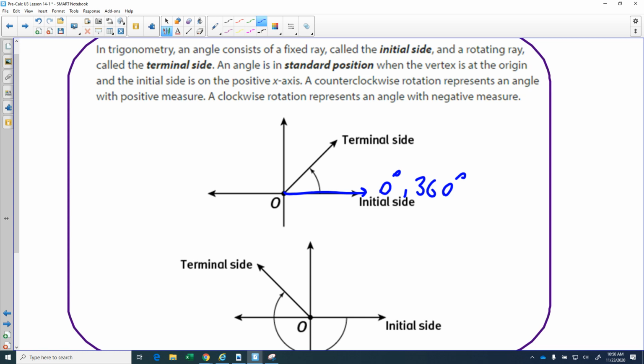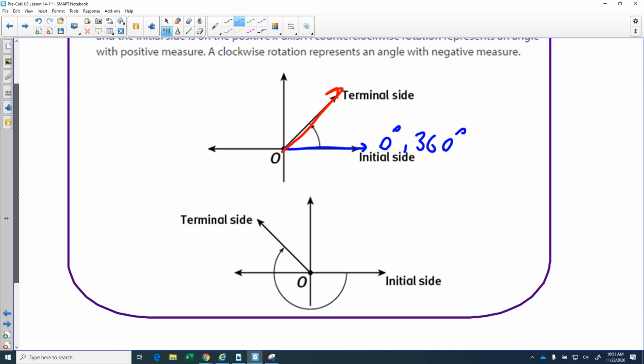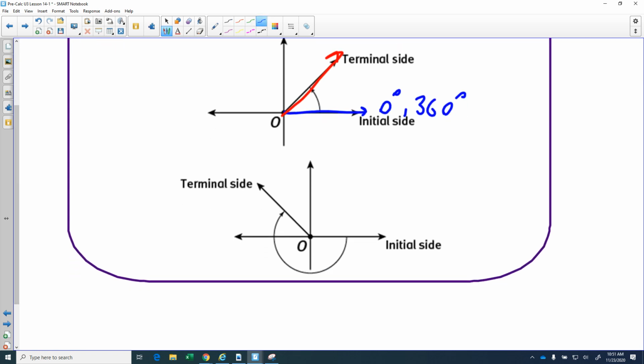Okay? After that, we have our terminal side. This is what actually creates the angle. Okay? The terminal side is where we actually write that second portion that develops our angle. So for example, if we look at this value down here, the initial side is where we start, and this is our terminal side. Okay?